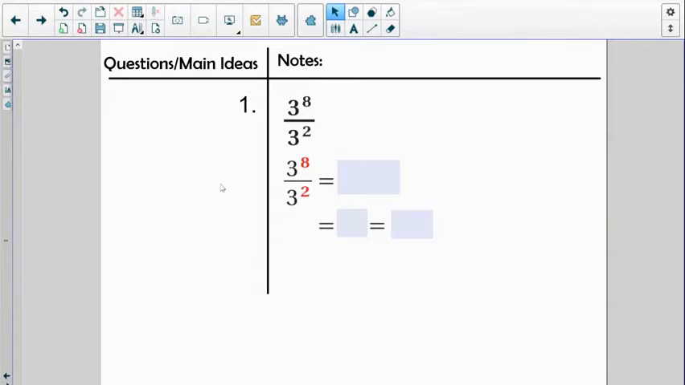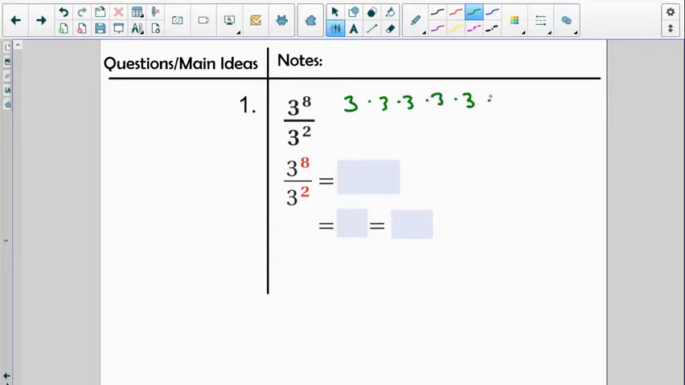Now in number 1, we have 3 to the 8th power divided by 3 squared. So we are working with a base of 3 on the top and the bottom. In terms of being able to cancel things out, if we were to expand this, we'd have a total of 8 3's in the numerator. 1, 2, 3, 4, 5, 6, 7, 8. And just 2 of those 3's in the denominator, 3 squared.